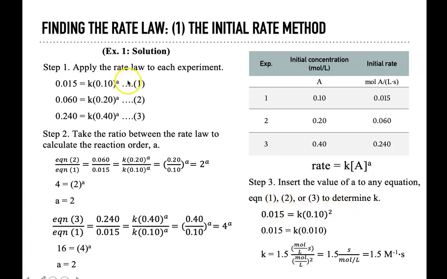So we are using equation 1: 0.015 equals K times 0.10 squared. 0.10 squared is 0.010. So we divide both sides by 0.010 and find K is 1.5. Here rate is molarity per second, and A squared is molarity squared, so when you divide it, it is per molarity per second. This one is a typo. So K is 1.5 molarity to the power of -1 times second to the power of -1. That should be the value of K.